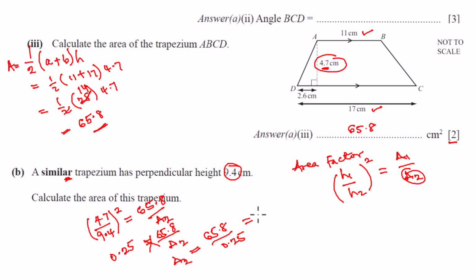and that is 65.8 divided by 0.25, that is 263.2 centimeters squared. So just go ahead and slot it in to the space provided. So that's our final question for question number 1.